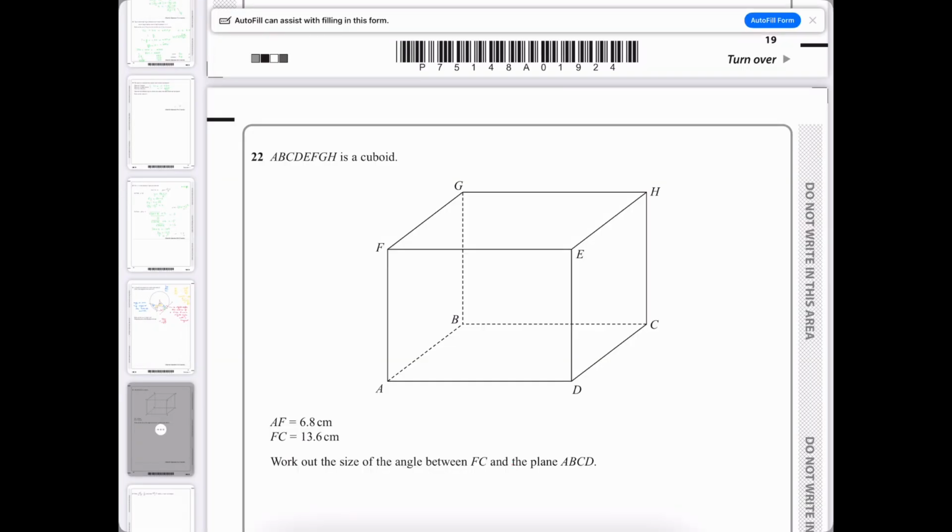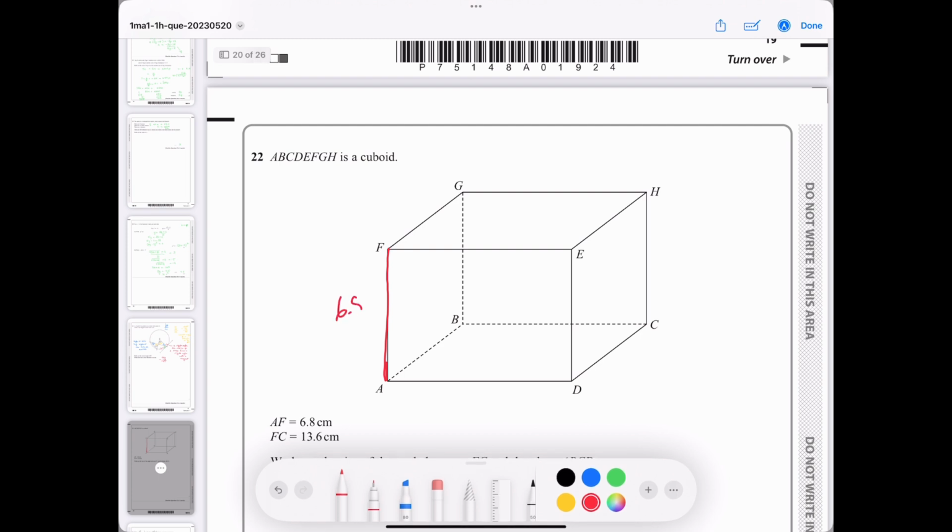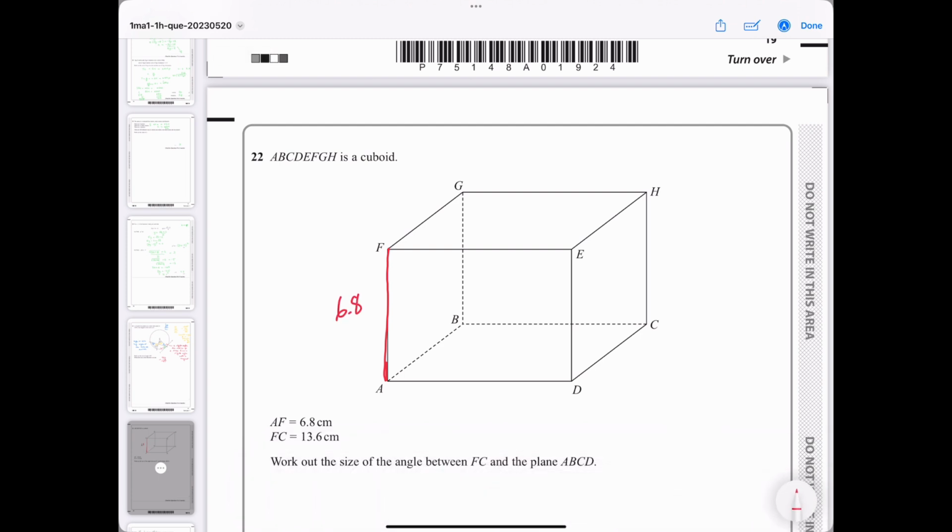Work out the size of the angle between FC. Okay, so AF is this one there, and that's 6.8 centimetres. And FC, oh, is that one. So that's C. That's FC. And that is 13.6. And then if we put that one in there, we've just got a triangle.